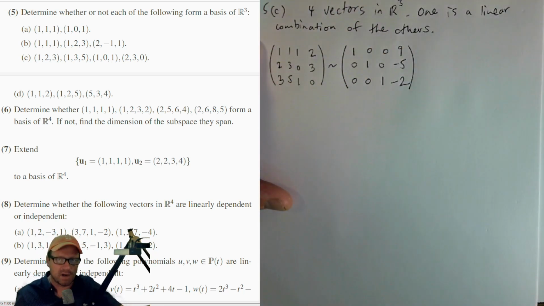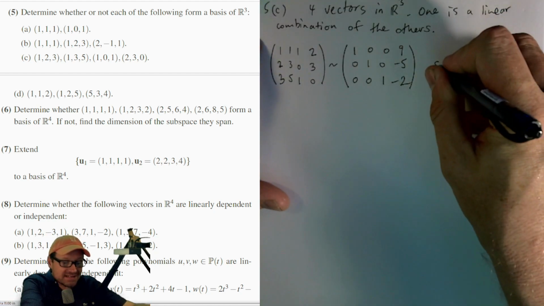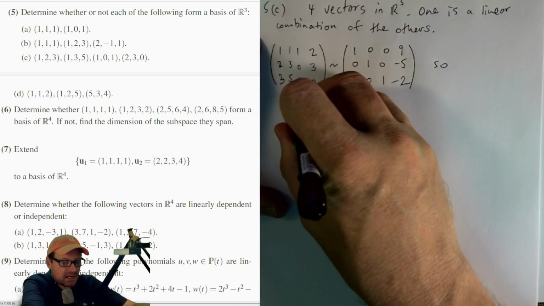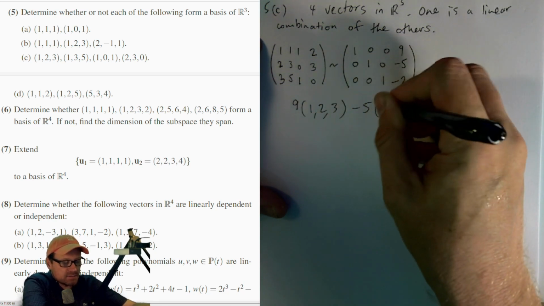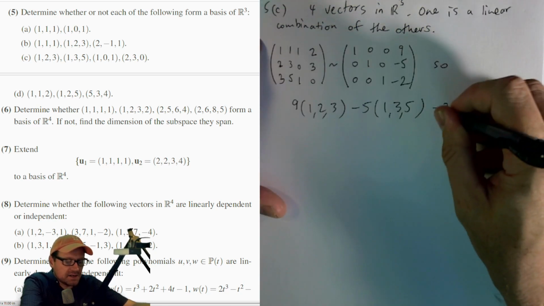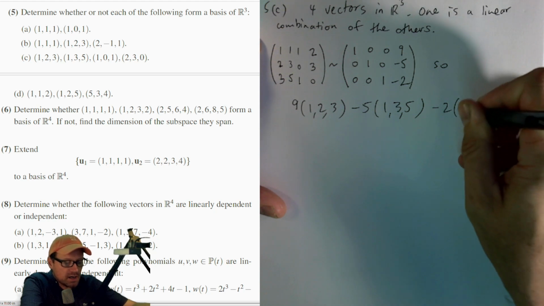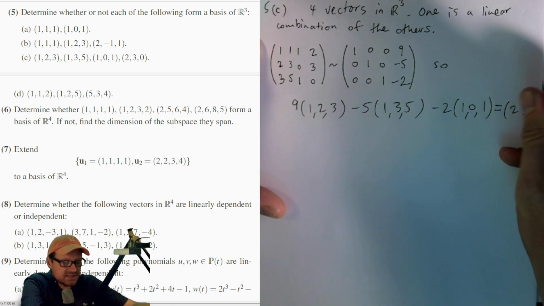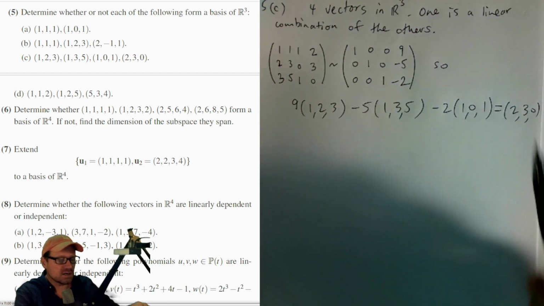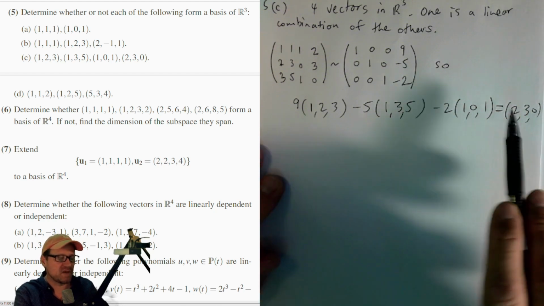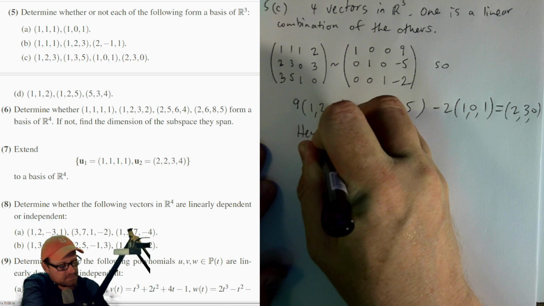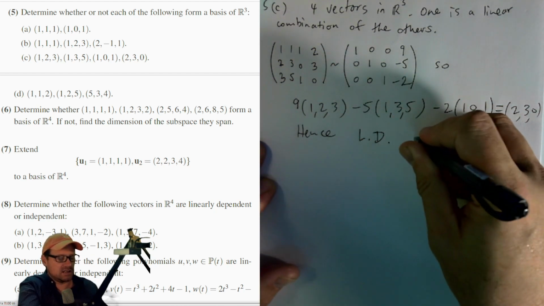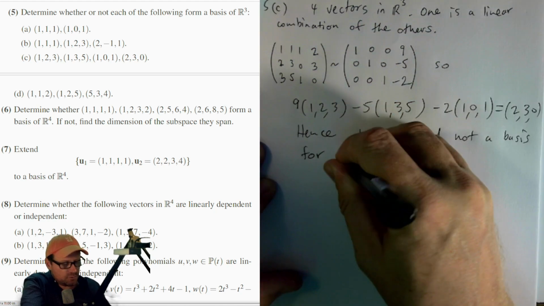Okay, and so you can do that by hand. You can do it in Mathematica. You can do it in MATLAB, and so on. And so what this says is that 9 times the vector (1, 2, 3) minus 5 times the vector (1, 3, 5) minus 2 times the vector (1, 0, 1) is equal to the vector (2, 3, 0), which you can check. And so we see this 4th vector is dependent on these other 3 vectors here. And so hence linearly dependent and not a basis for 3 space.